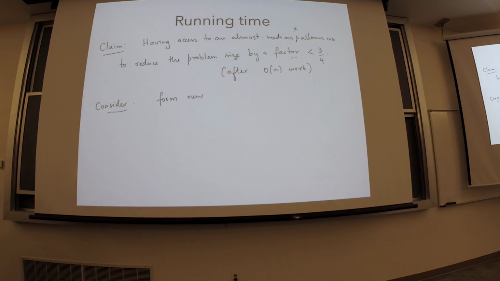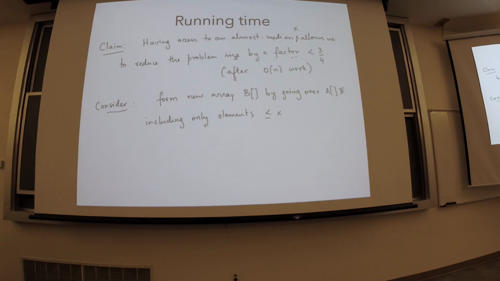For the new array B, go over A and include only the elements that are less than or equal to x. Okay. So x was this element that I promised you was in the middle of the array in sorted order. Right? So how many elements will B have?